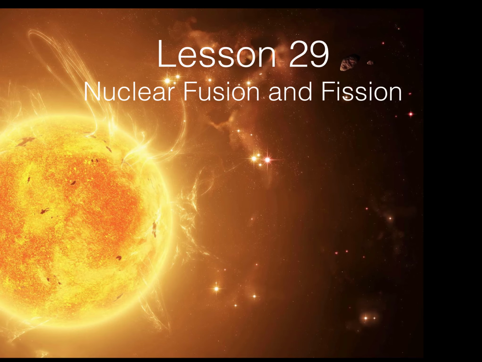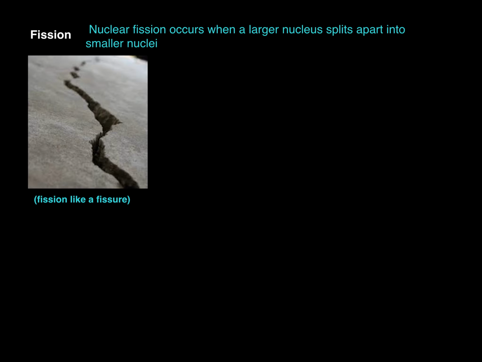Lesson 29, Nuclear Fusion and Fission. Fission. Fission sounds like fissure because that's what it's about. It's about breaking an atom into two pieces. Nuclear fission occurs when a larger nucleus splits apart into two smaller nuclei.